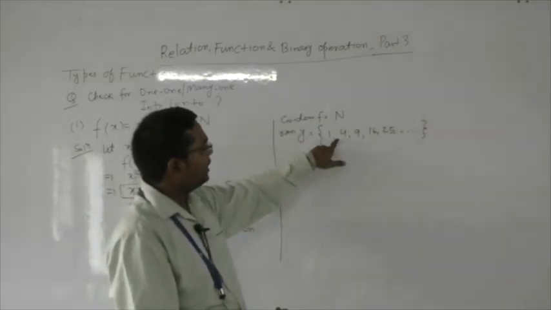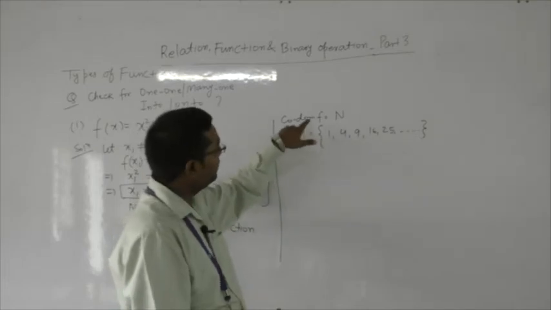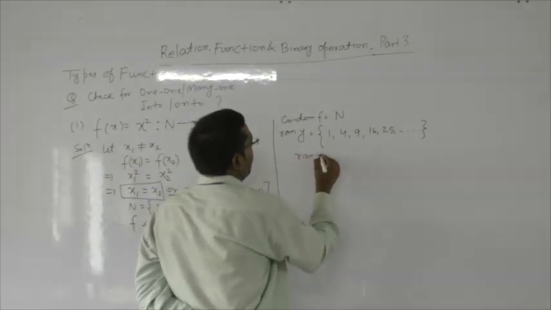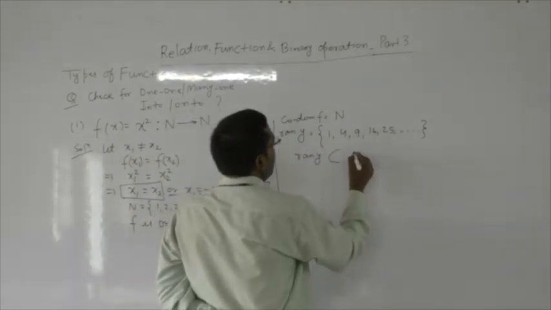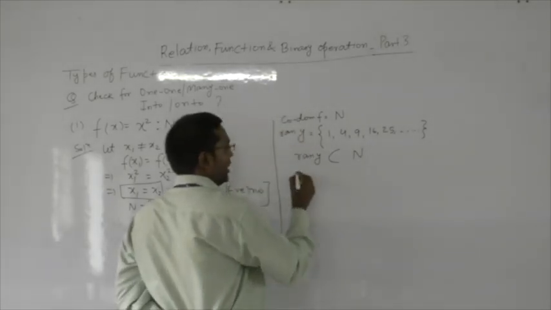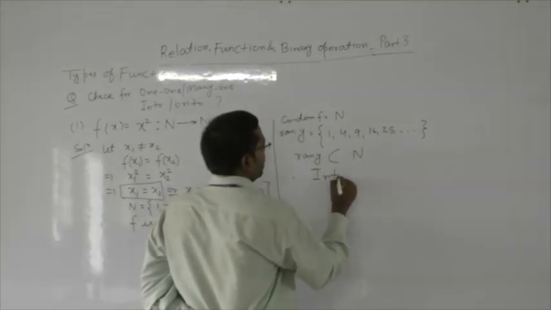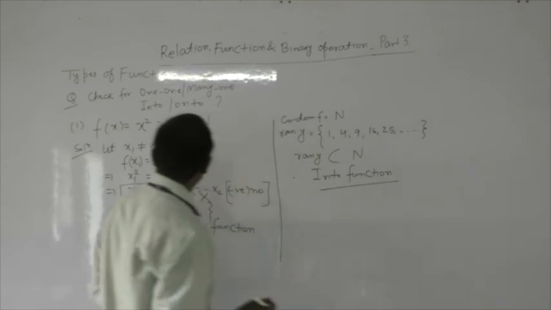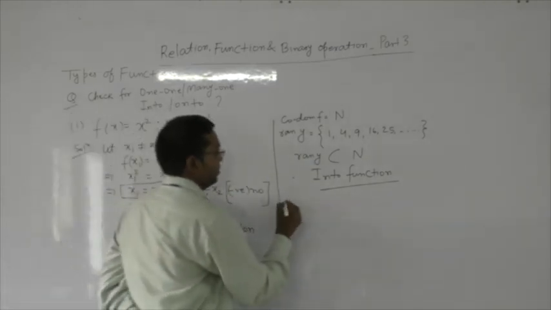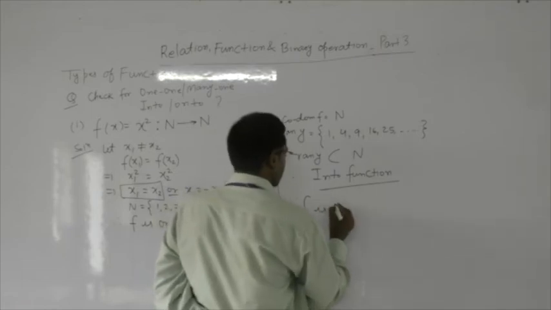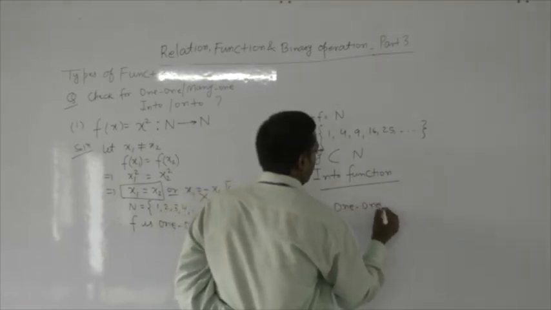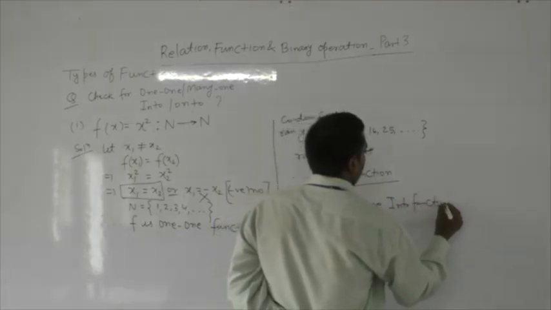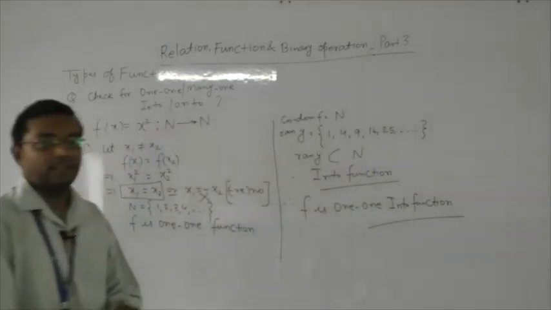Do we have 2 in the range? No. 2 is there in the codomain, but it is not there in the range. Hence the range of f is a proper subset of the natural numbers, that is the codomain. Hence this is an into function. So we can say f is a one-one into function. Okay, that's the thing.